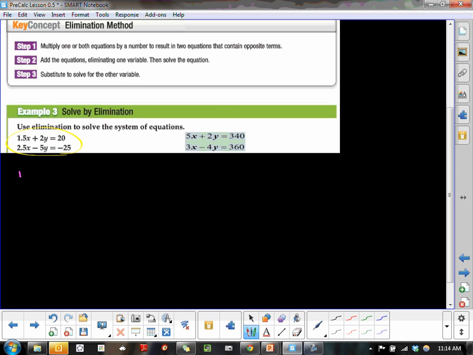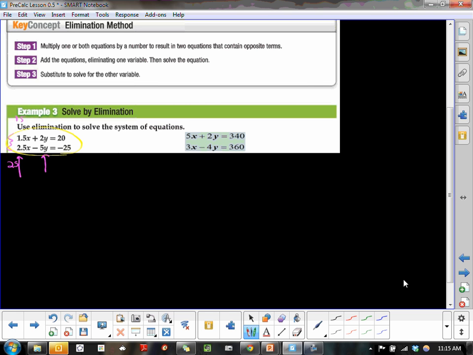I've got to determine what variables I want to try to drop out. Do I want to try to eliminate the x's? If that's the case, I'm really looking for the least common multiple between 1.5 and 2.5. And since they're decimals, it probably makes it a little bit more difficult for me, so I can think of it as 15 and 25, and those are pretty large numbers, so I'm going to take a look at the y's and see if I've got a better selection there.